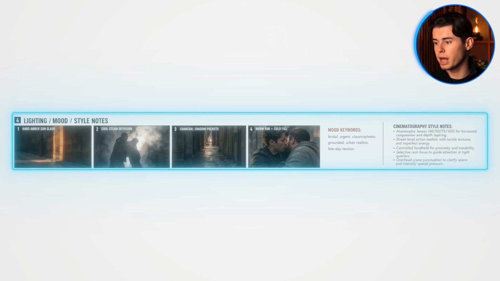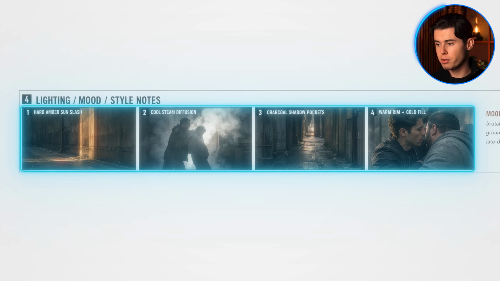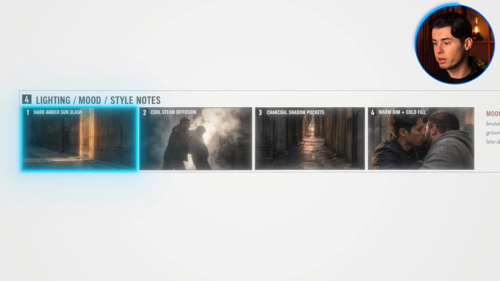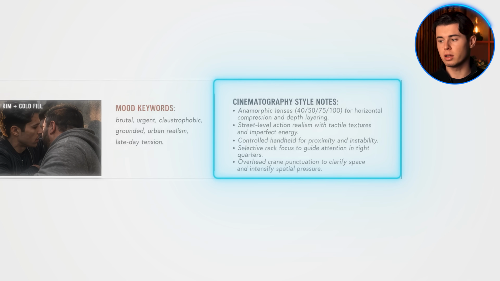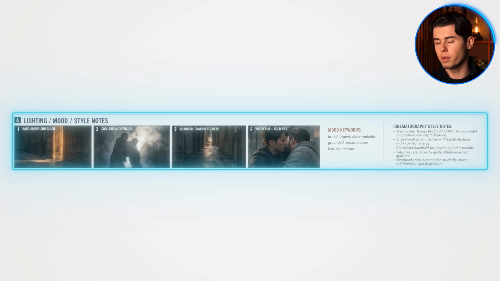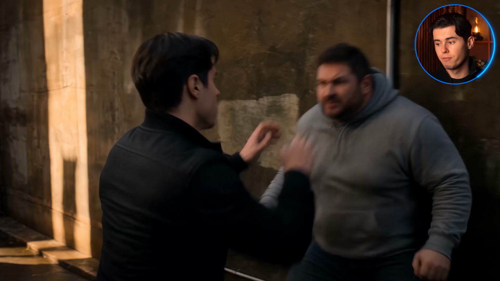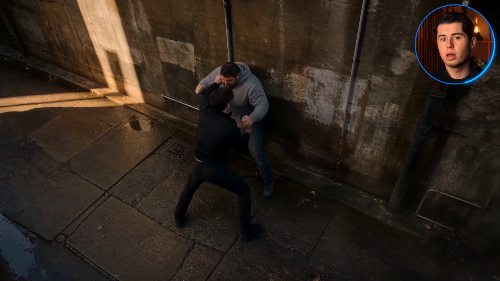And the last one is the lighting and mood. The lighting section covers the overall look of the scene, including the contrast, atmosphere, shadows, and the mix of warm and cold light. It also includes mood keywords and cinematography notes. This is the visual style of the film, and it is set here once and stays the same in every shot from start to finish. That is one of the main reasons the final film feels like one connected scene instead of different clips.